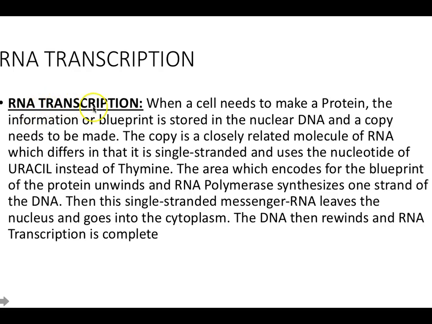So let's talk about transcription of message. When a cell needs to make a protein, the information or blueprint is stored in the nuclear DNA. A copy has to be made. The copy is a closely related molecule of ribonucleic acid. How does it differ? It differs in that it is single-stranded and it uses the nucleotide uracil instead of thymine. It's important to make a closely related molecule but not have it be DNA because the RNA is single-stranded.